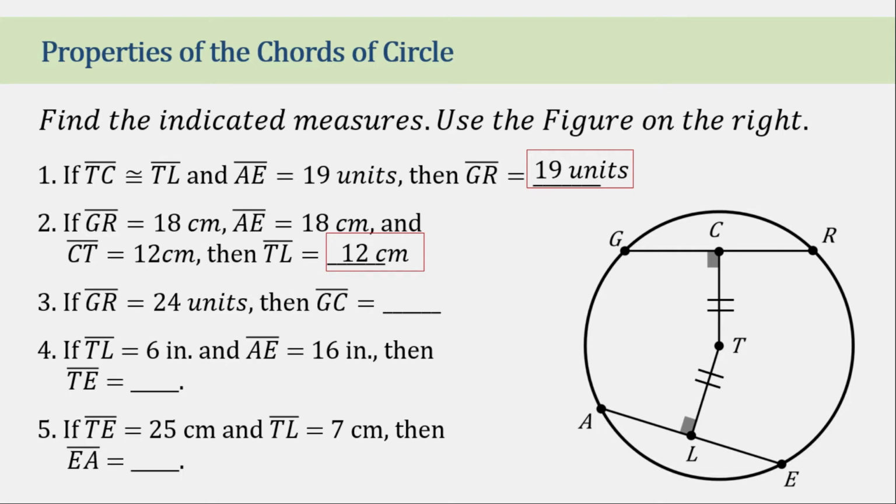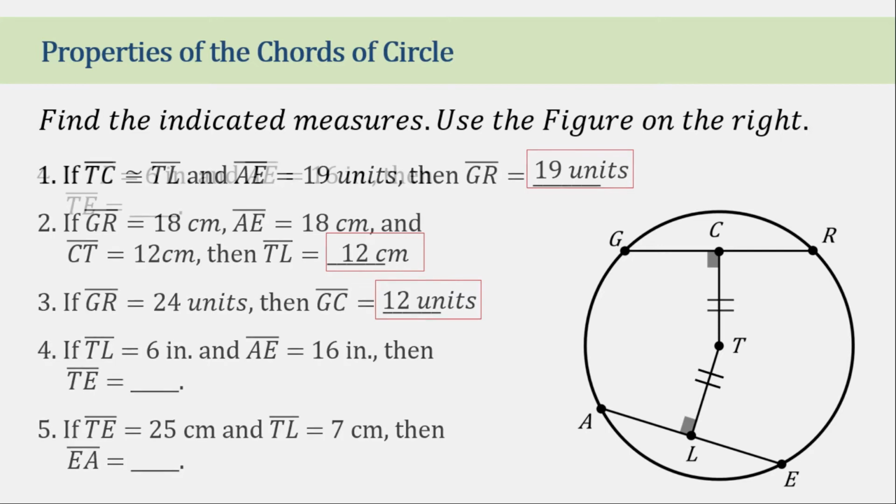Now GR is 24 units. This is 24. Now what is the measure of GC? As you can see, this chord is perpendicular and it connects this point from the center. This is a perpendicular bisector, and a perpendicular bisector bisects the chord into two equal parts, having C as its midpoint. Therefore, we can say that GC is half of GR. And what is half of 24? That is 12 units.